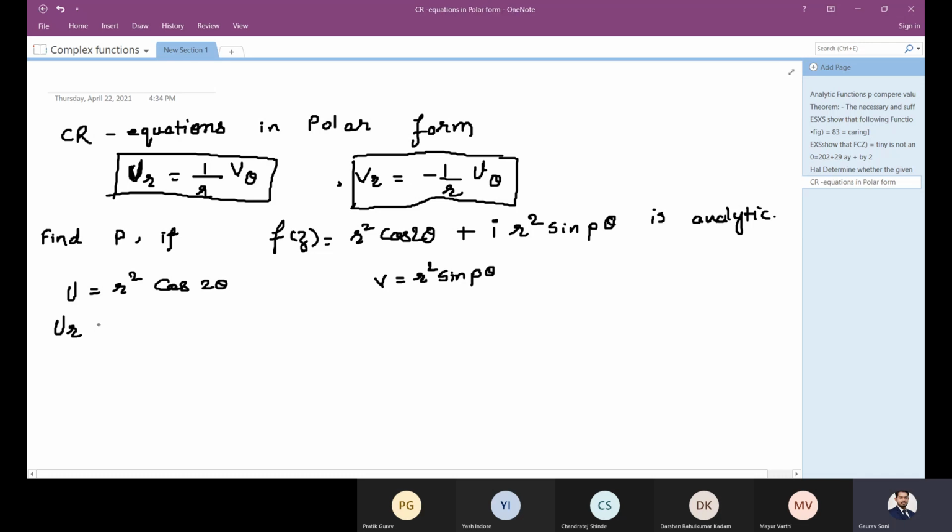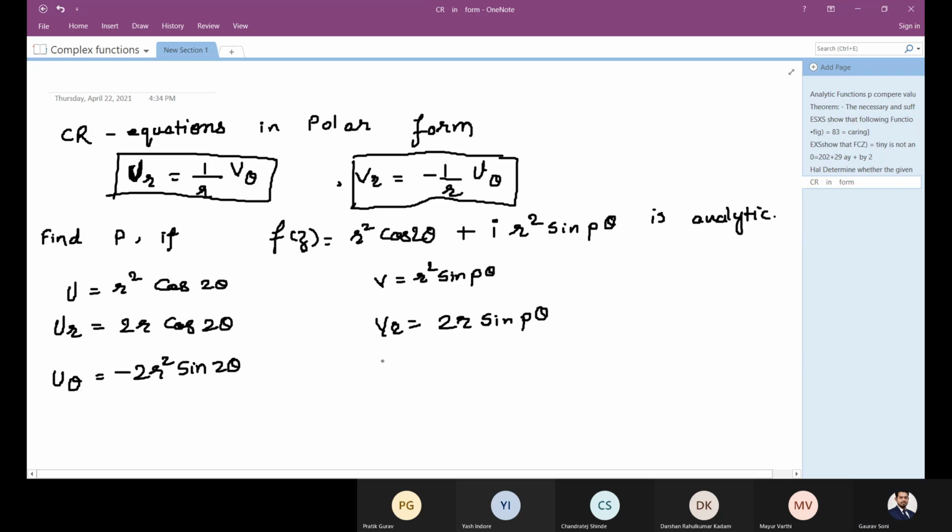What is u with respect to r? It is 2r cos of 2 theta. u with respect to theta is minus 2r square sine of 2 theta. v with respect to r is p r sine of p theta. v with respect to theta is p r square cos of p theta. Now use the given equation in which you will get the value of p. We need the value of p, remember that.